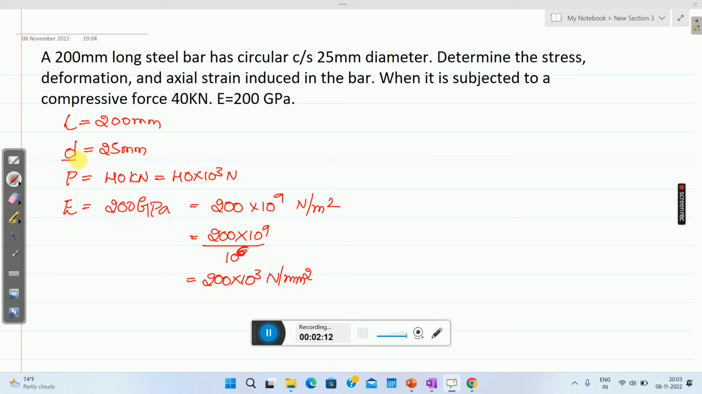So here the diameter is 25 millimeter. So you can work out the area. Cross sectional area A equals pi d square divided by 4. So pi into diameter 25 square divided by 4. So area you will get 490.87 millimeter square. So it is cross sectional area of the bar.